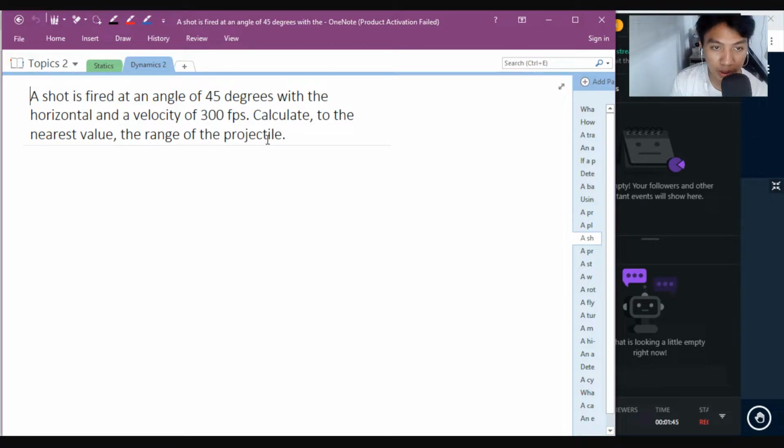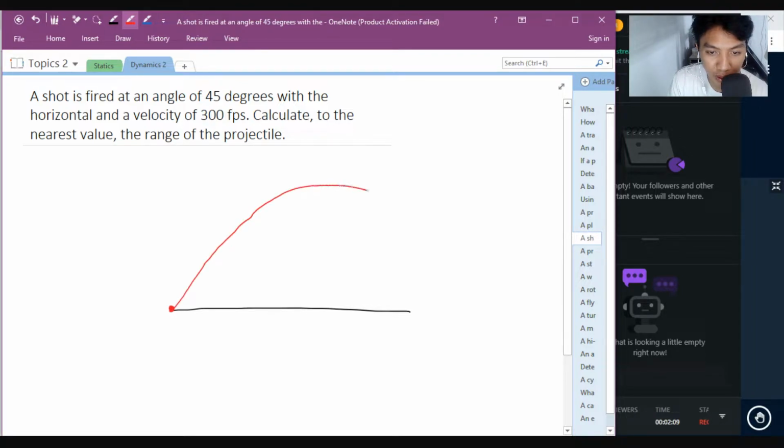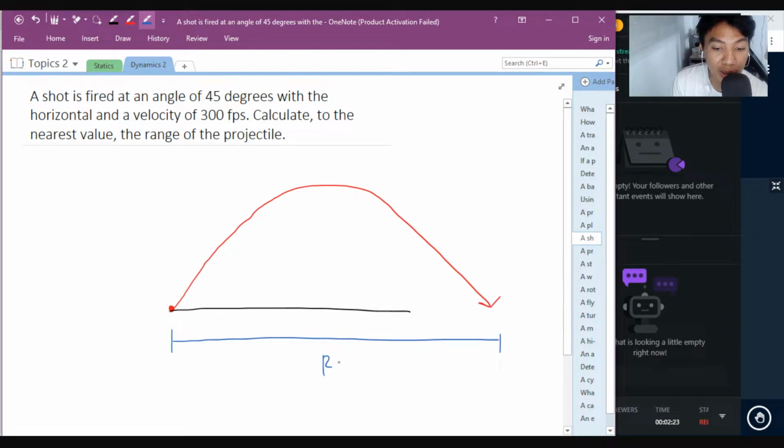So you are given 45 degrees with the horizontal and the velocity of 300 fps. So, lagay natin dito. If this is your horizontal, okay, hindi siya pantay. This is your launching. You launch it, and where will it land? Ano yung magiging range niya? Ibig sabihin, gaano kahaba? This is the range, the maximum distance your projectile will reach horizontally.